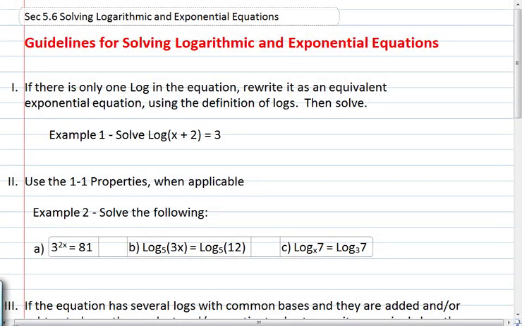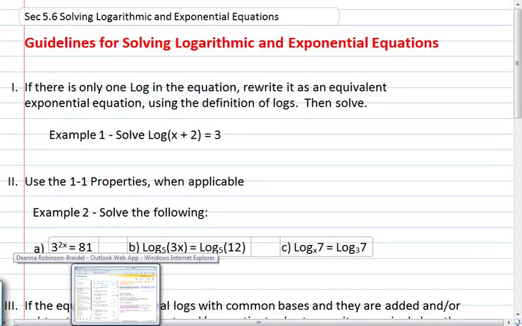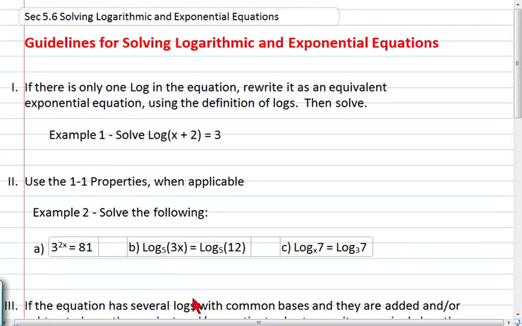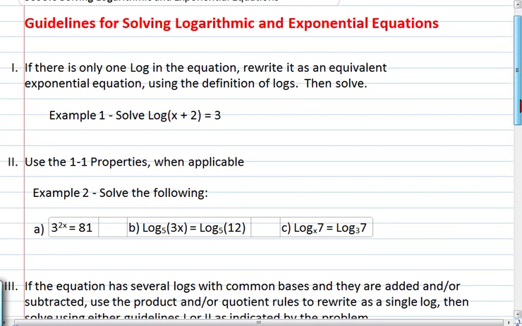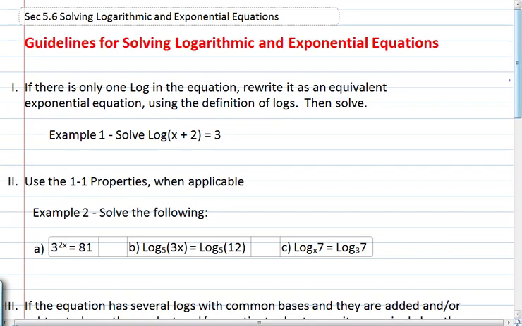Okay, I have typed up these notes because I haven't seen anybody present it exactly like I do, and I kind of like my 4 guidelines for solving logarithmic and exponential equations. So each Roman numeral here is what I call a guideline. For example, guideline 1 tells you what to do when there's only one log in the problem.